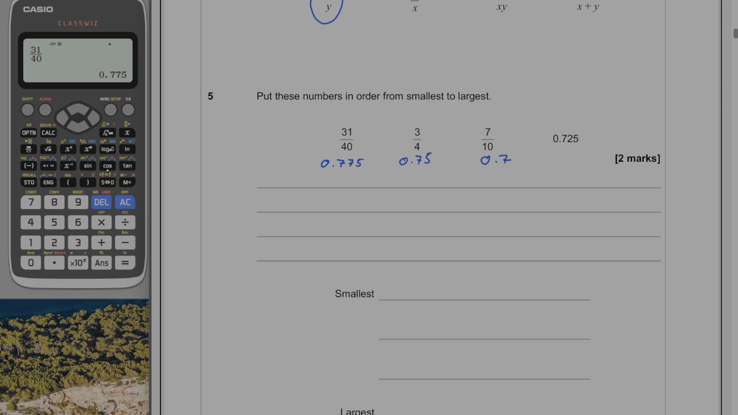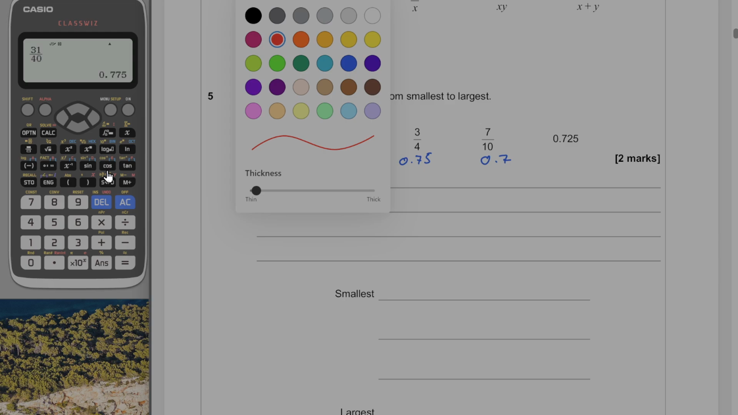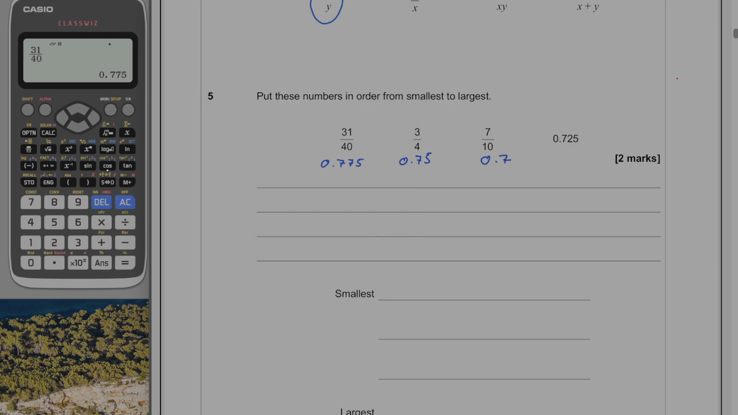Right, now that I've got them all as decimals, what I'm going to do is add in some 0 placeholders to make them all 3 decimal digits. So this is 3 already. If I add a 0 there and 2 zeros on that one, then I can just compare the decimals and view them as normal numbers in a way. So 775, 750, 700 and 725.